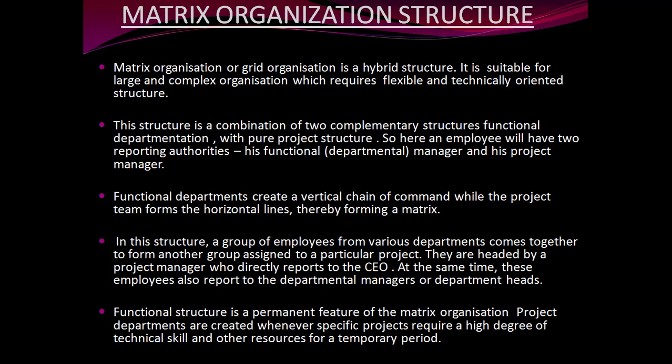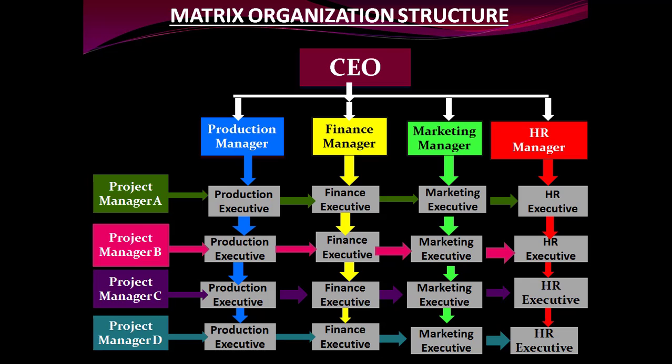So the functional department creates a vertical chain of command while the project team forms a horizontal chain of command. Now we see here that this is the functional department headed by the departmental heads. So these all form the vertical chain of command. Vertical means standing upright. So this is the vertical chain of command. And the project manager forms the horizontal chain of command over the employees under them.